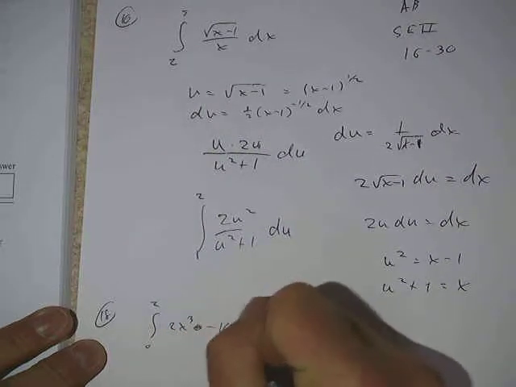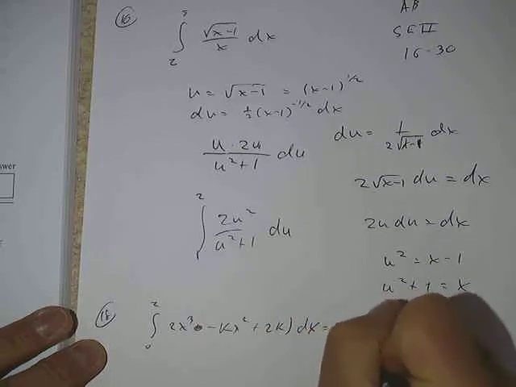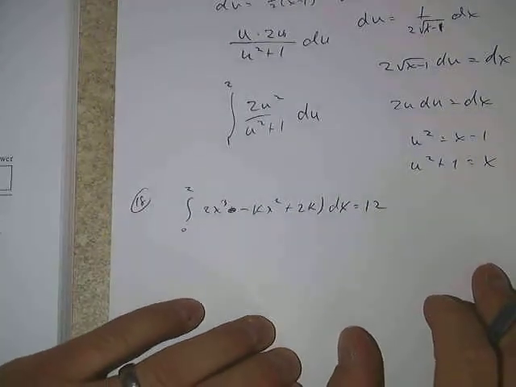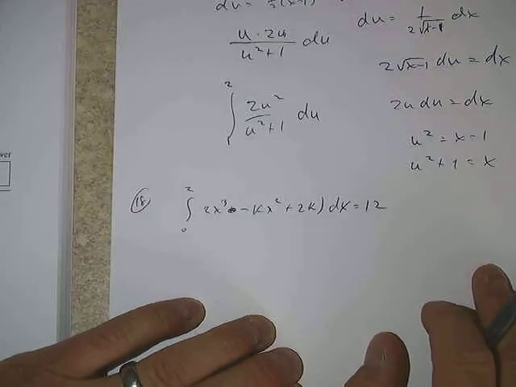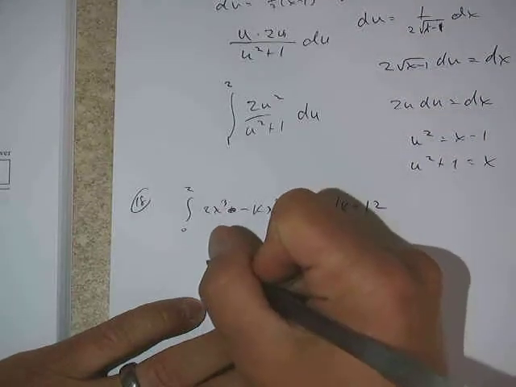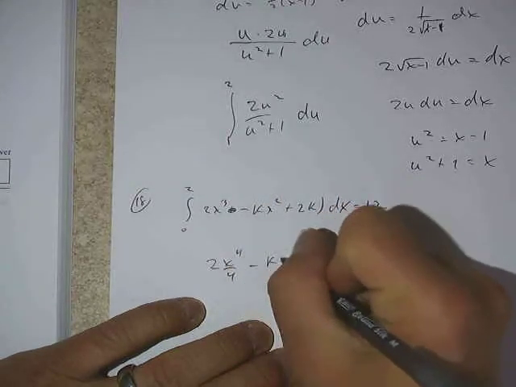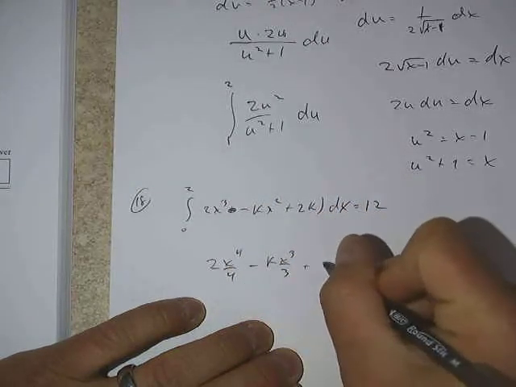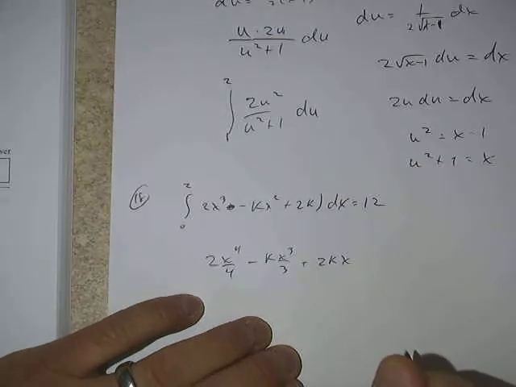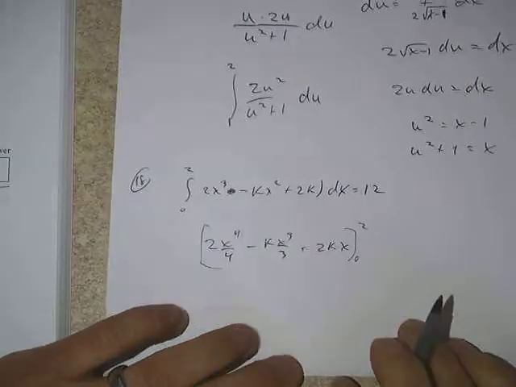On 18 we have the integral from 0 to 2 of 2x cubed minus kx squared plus 2k dx equals 12. And we want to find the value of k here. Well, ultimately the left side is just a definite integral, so we can find an answer for that by using the fundamental theorem. So the antiderivative of 2x cubed is 2x to the 4th over 4. This is going to be negative kx cubed over 3 plus 2k here. Remember, it's just a constant, so that's going to just be 2kx.